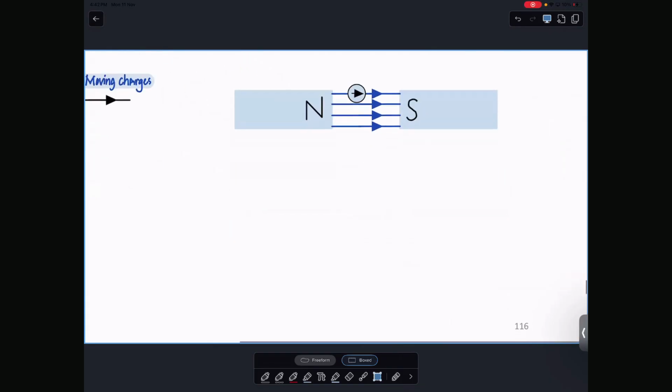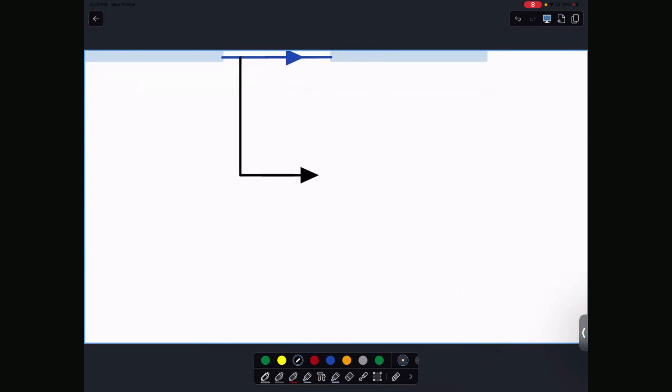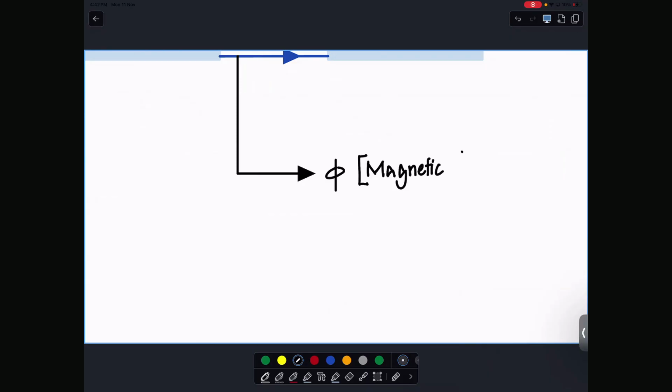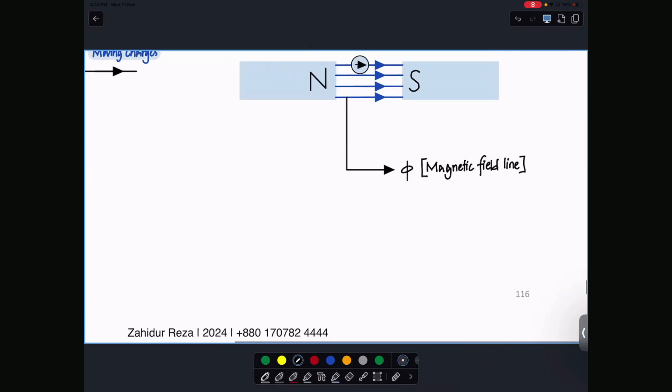Now, how can we quantify this? There are two things I'm going to teach you right now. Listen carefully. These lines are referred to as the magnetic field. We just say field, or field lines. For field lines we use a symbol called phi, and phi is the magnetic field or magnetic flux. The word I'll use very often: flux and field are interchangeable, okay? Magnetic field line, and that's phi.